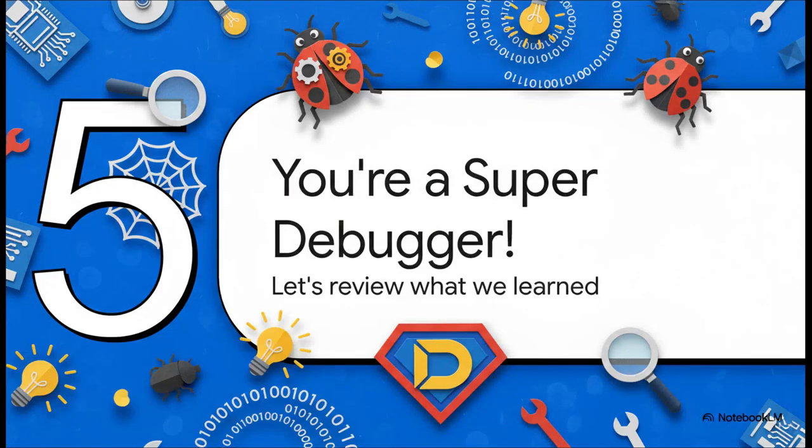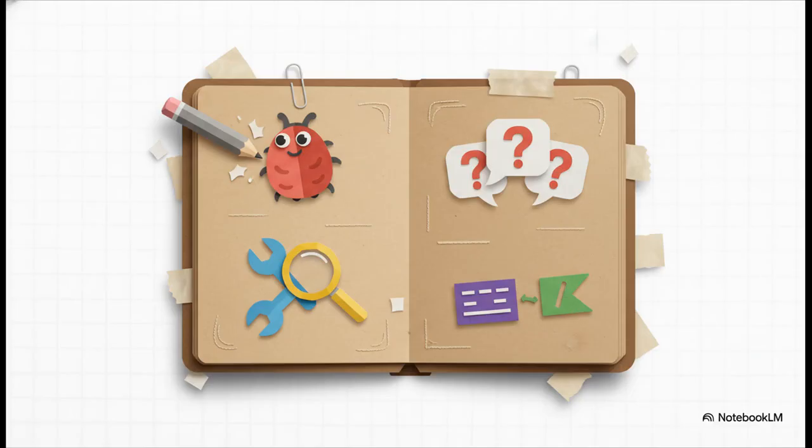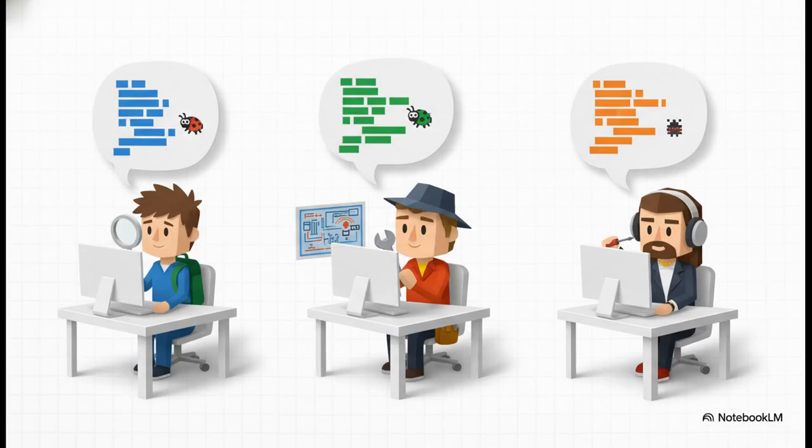Wow, look at you. You've learned all the secrets to finding and fixing bugs. You are officially a super debugger. Let's quickly go over everything we learned today. So let's remember the important stuff. A bug is just a little mistake, not a scary monster. Debugging is our superpower for fixing those mistakes. Always ask your 3 big detective questions and keep your eyes open for clues like blocks being in the wrong order or not connected.